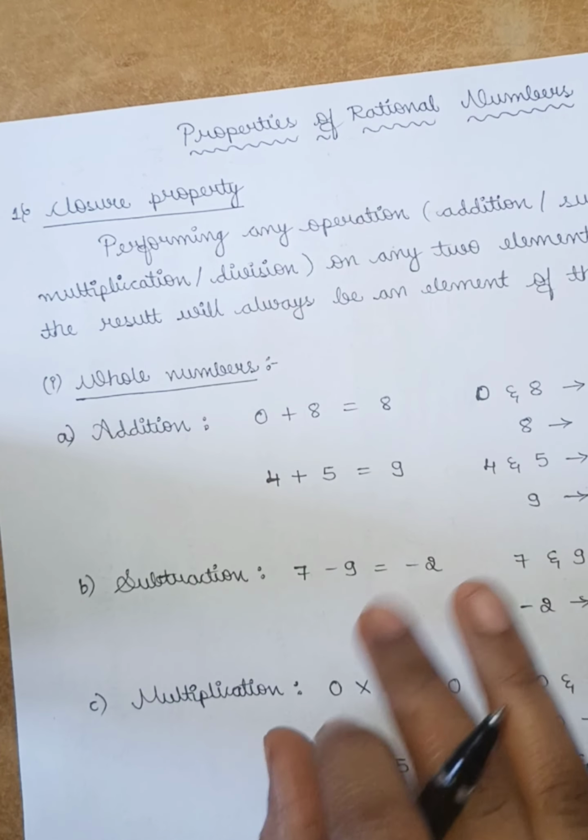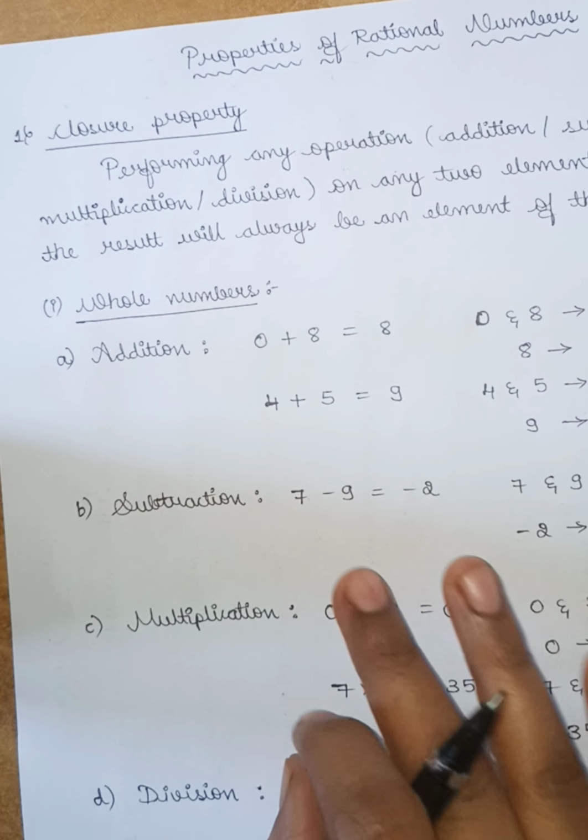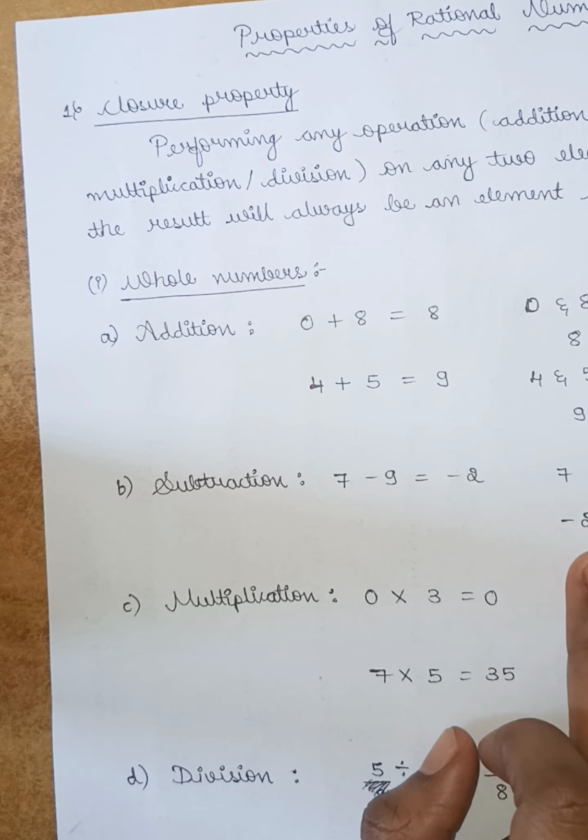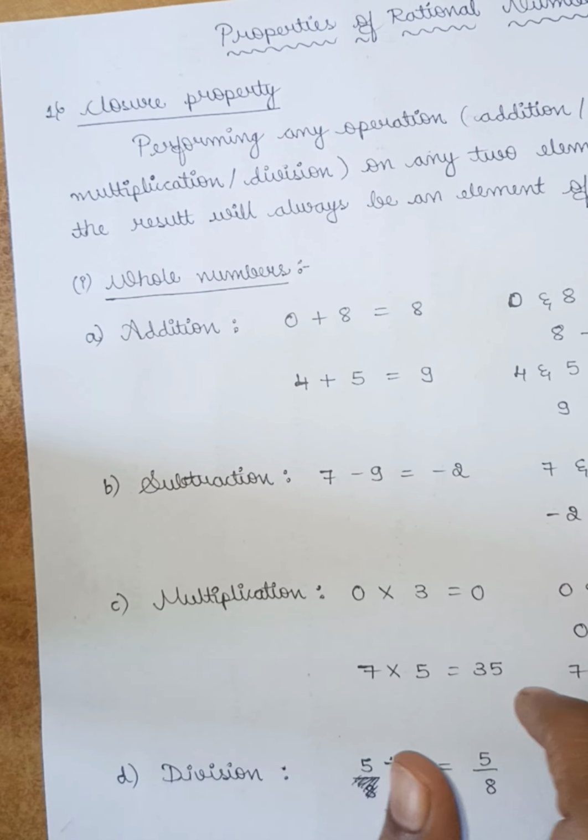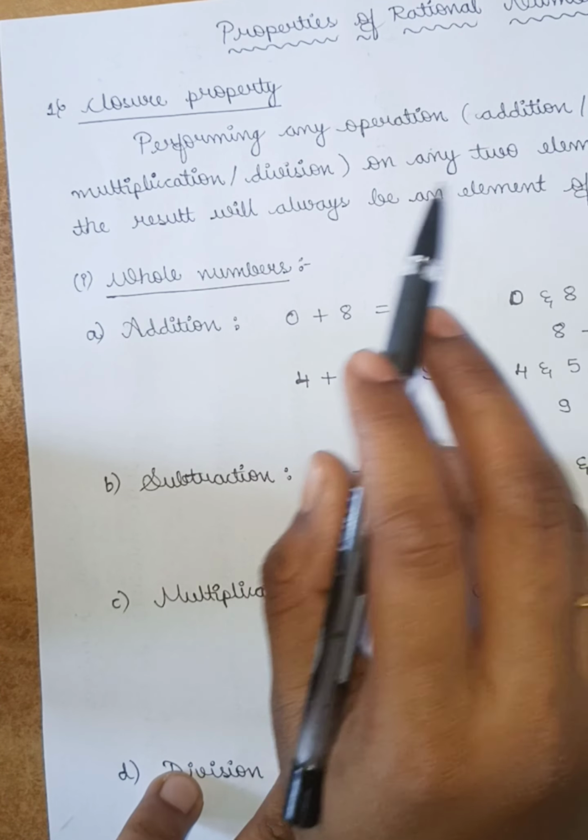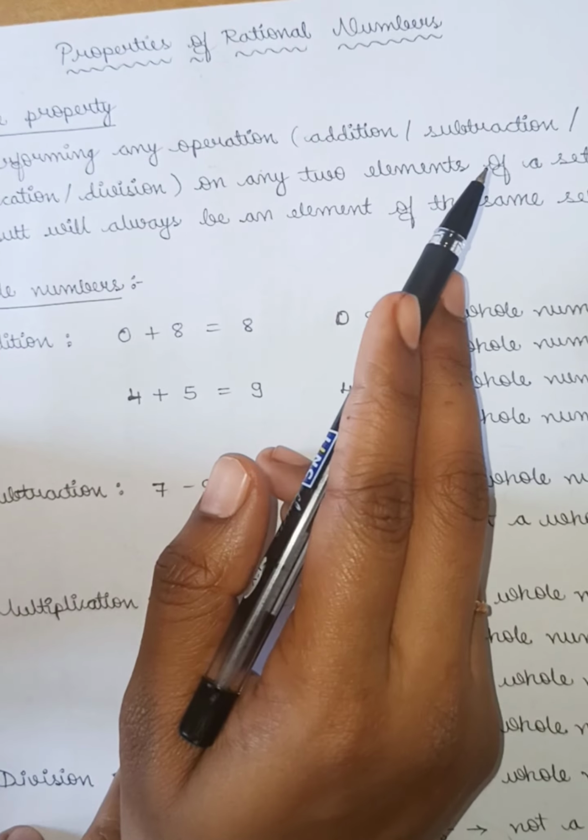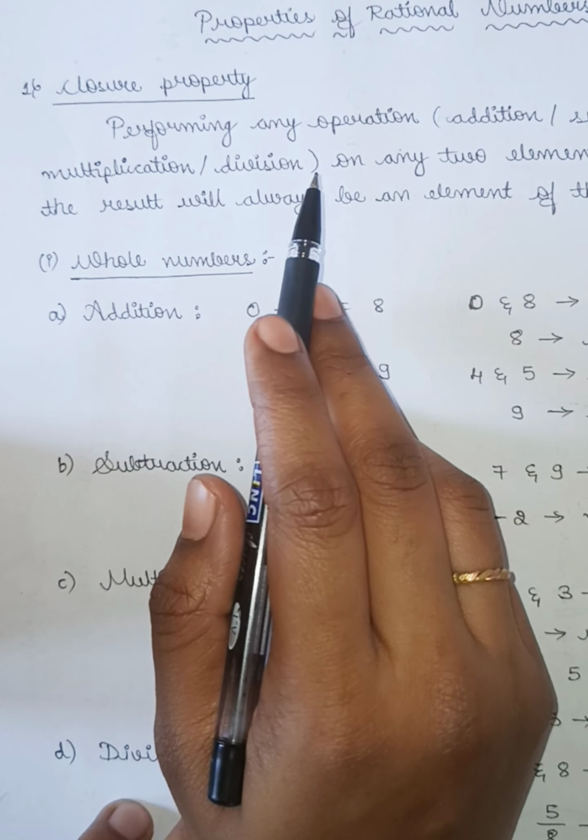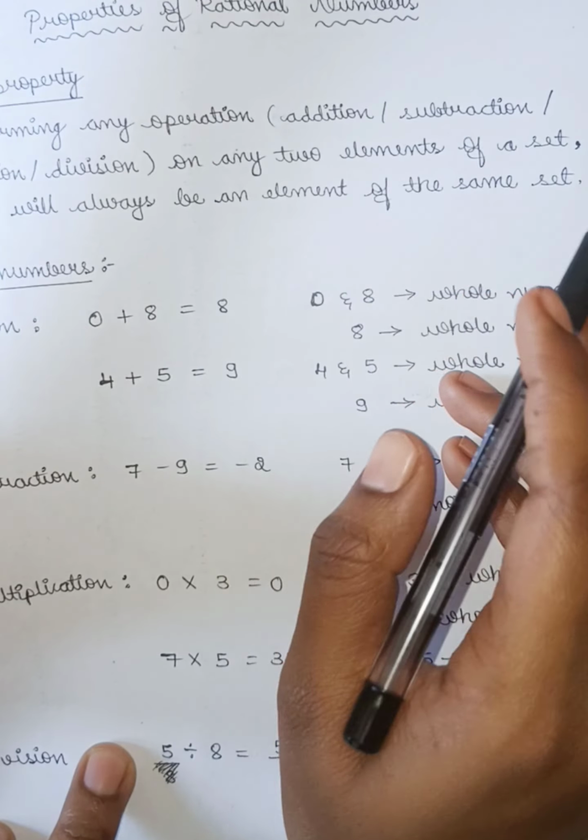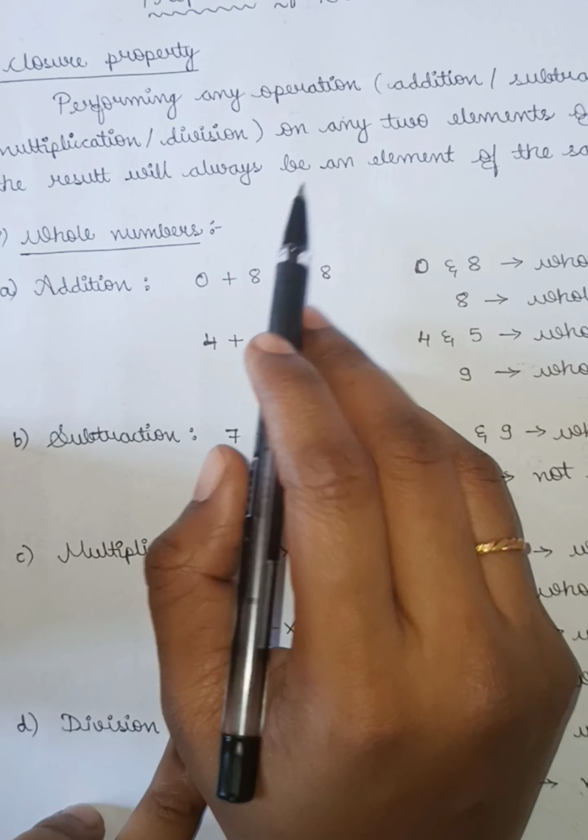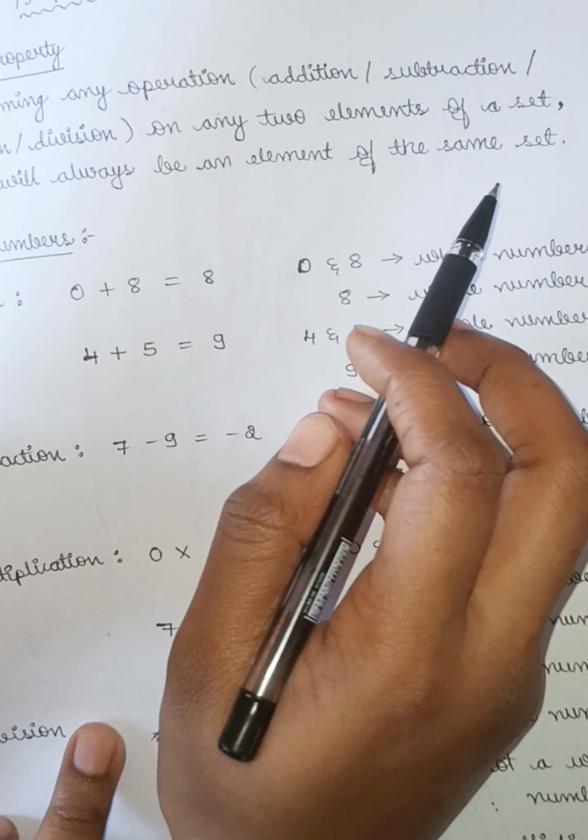Okay, now let's start with the properties of rational numbers. The first property is the closure property. The property states that if we perform any operation like addition, subtraction, multiplication, or division on any two elements of a set, then the result will always be an element of the same set.